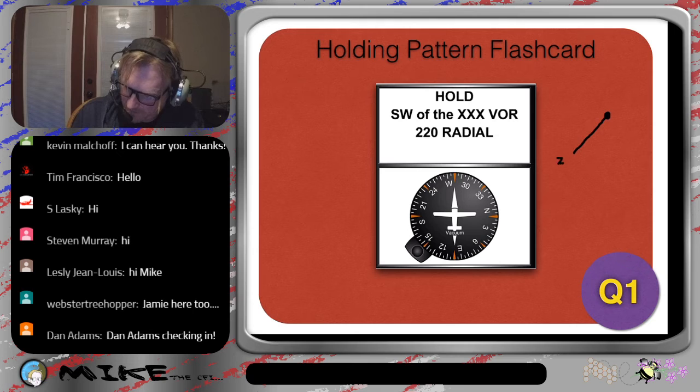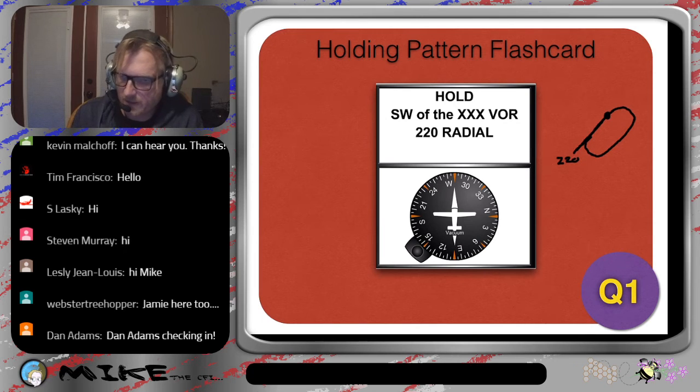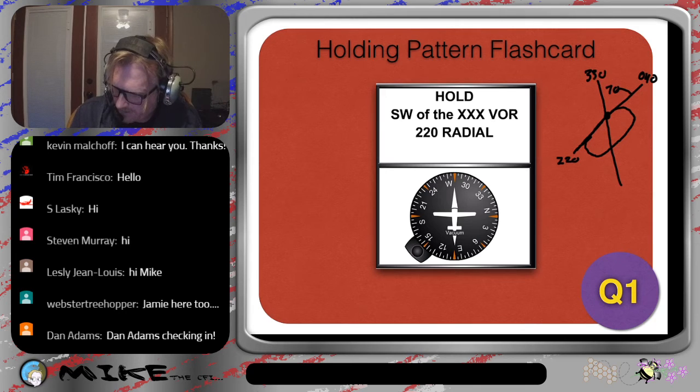Anyway, hold southwest of the VOR on the 220 radial. So we draw out our 220. Again, that's the radial that we're holding on. We want to draw our hold heading back towards the VOR and a right-hand pattern because it didn't say left-hand turn, so we assume right-hand turns. We draw our line here, and then we can label that stuff. So if that's 220 down here, that's going to be 040 up there. That's going to be 70 degrees there, so that's going to be a 330 there. That's going to be 150 down there.